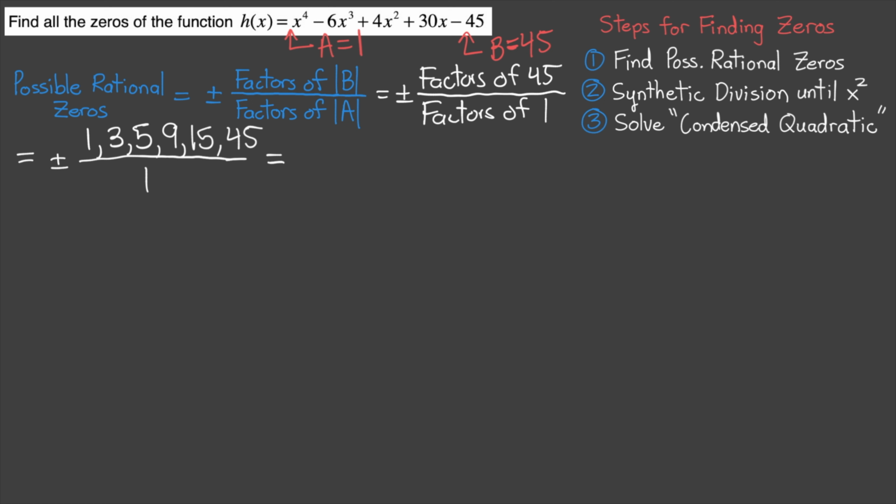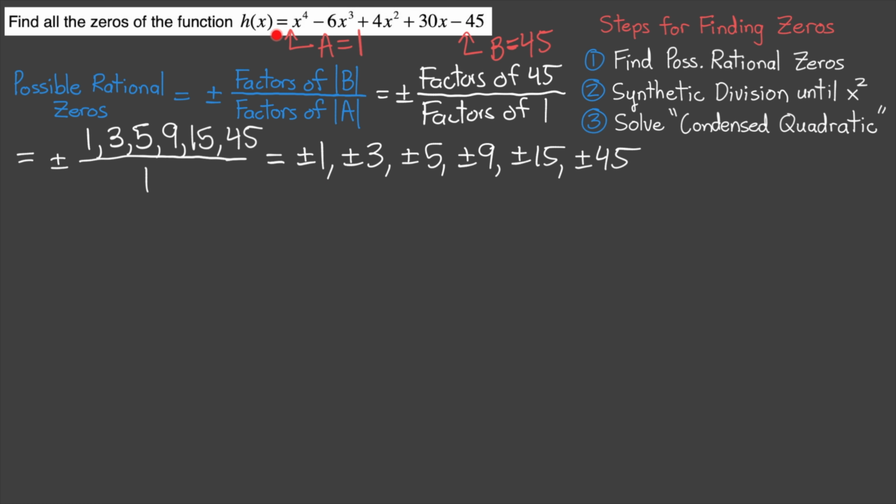Okay, since it's over 1, it's pretty easy because you can just do all of these numbers, each one over 1, which ends up being itself. So our possible rational zeros are plus or minus 1, plus or minus 3, plus or minus 5, plus or minus 9, 15, and 45. All right, so we're going to have to do a lot of synthetic division here in step 2 to hopefully get a couple that work.